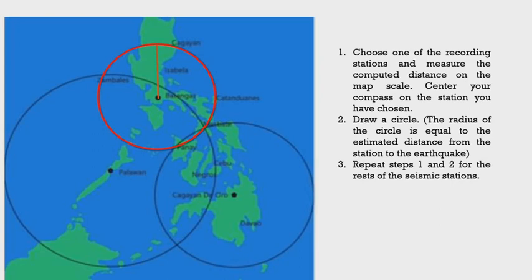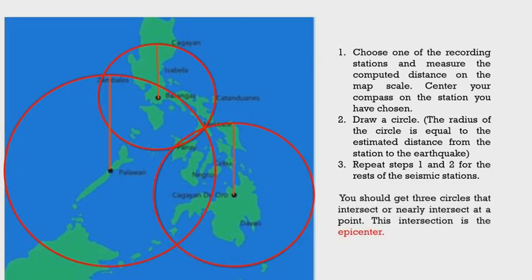So you're going to repeat steps 1 and 2 for the rest of the seismic stations. After doing that, you should get 3 circles that intersect or nearly intersect at a point. This intersection is the epicenter. In this case, in Masbate.